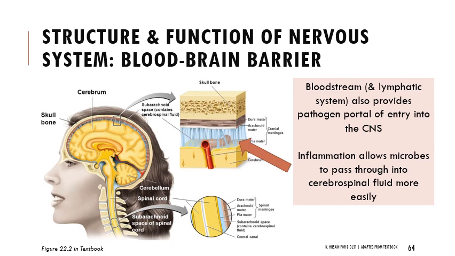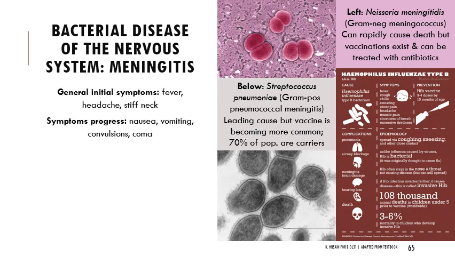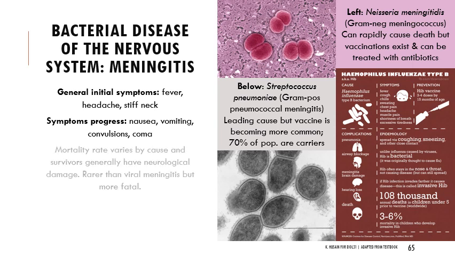So we see that here, that relationship between the capillaries and the cerebrospinal fluid. So when we're thinking about meningitis, that's swelling or inflammation of the meninges. So meningitis, itis means swelling or inflammation of the meninges. So this might cause fever, headache, stiff neck, but can also progress to nausea, vomiting, convulsions, and coma, and possibly death. And actually, in a lot of bacterial cases, it can lead to death quite easily.